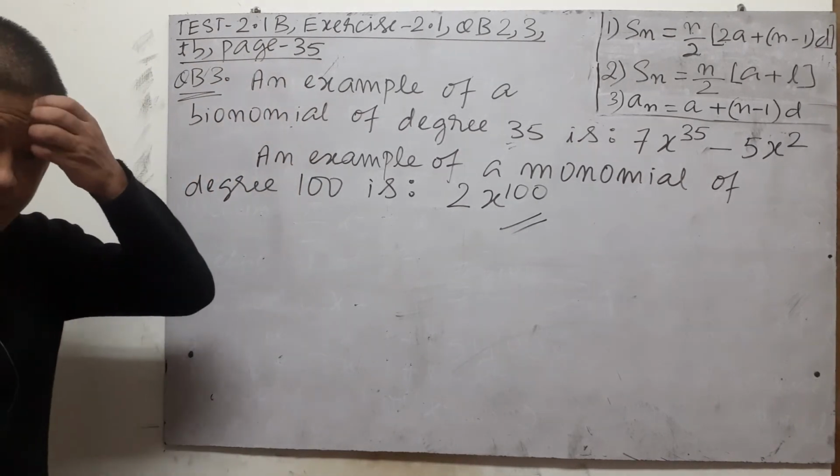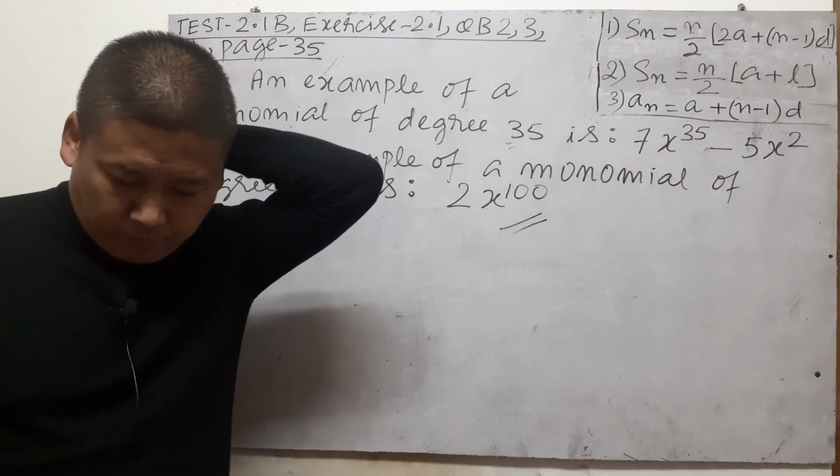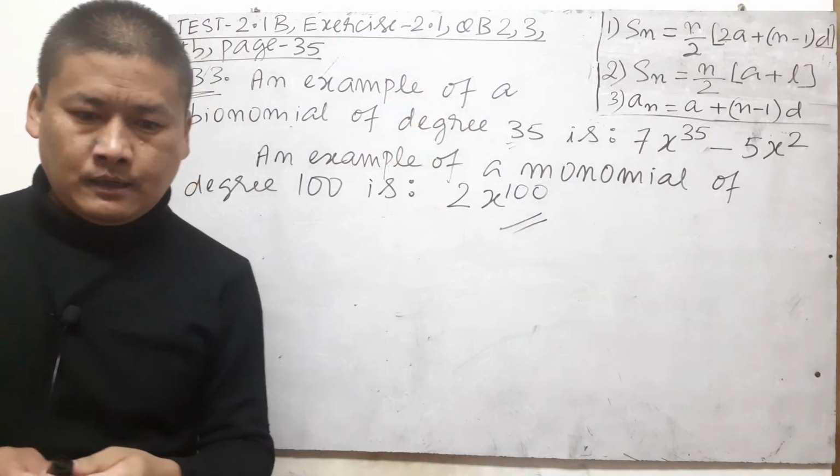So these are the two examples, and then 2 and 3 is done. So that concludes the part 4, Test 2.1B. I hope you got it right.